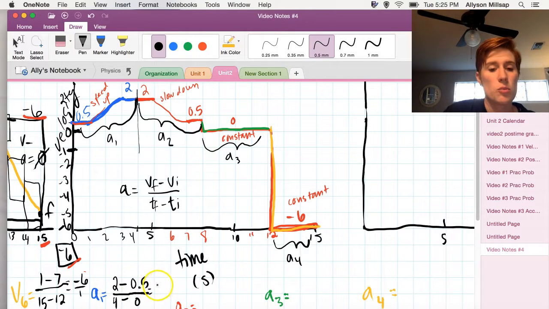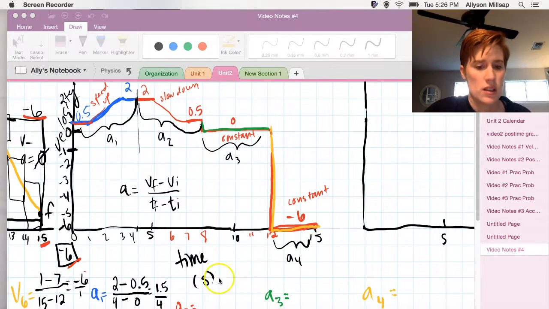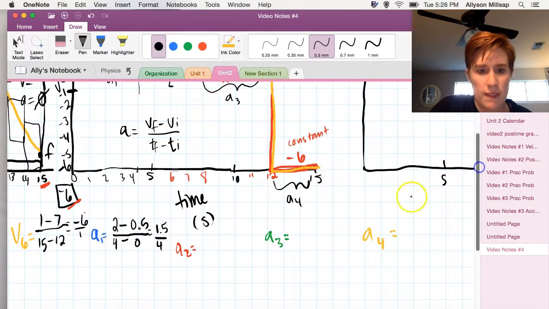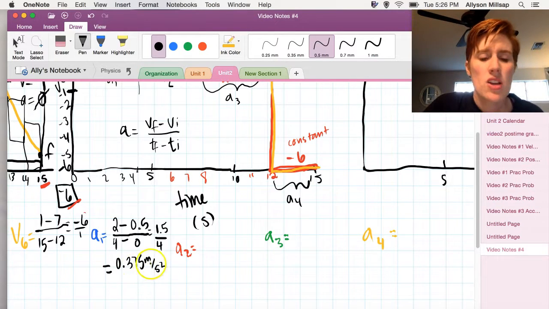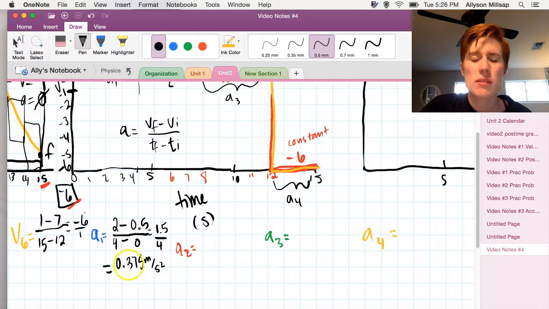So 2 minus 0.5 is 1.5 divided by 4. Let me grab my calculator. Okay, I put it in the calculator, and I get 0.375, and that's acceleration, so that's meters per second squared. That's a kind of slow acceleration. That means you're not speeding up super fast, which is fine.